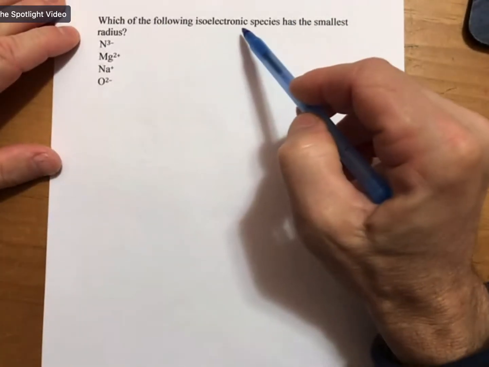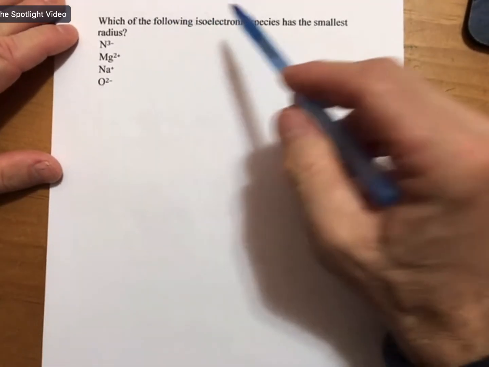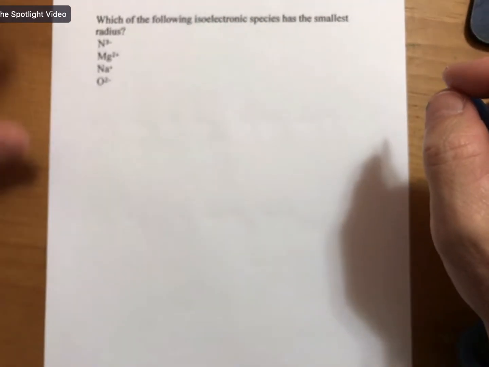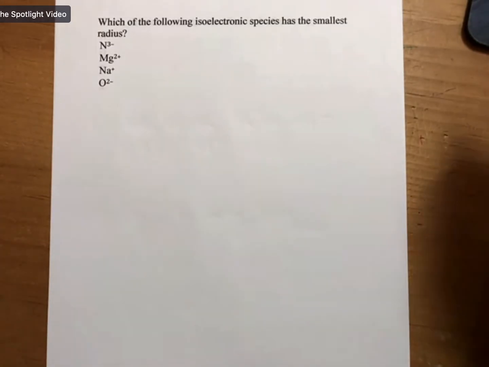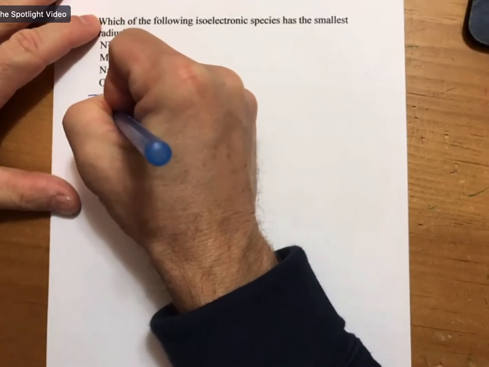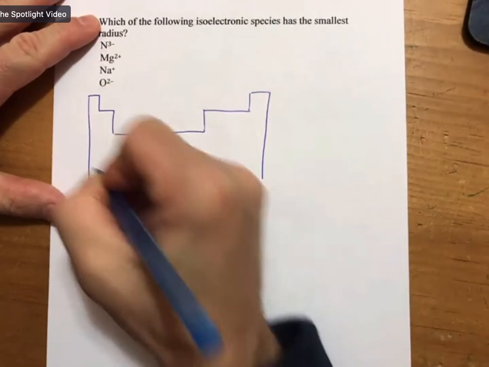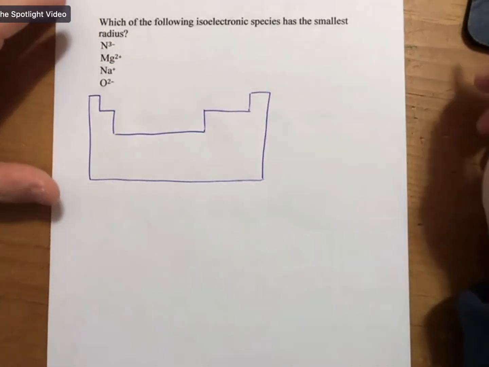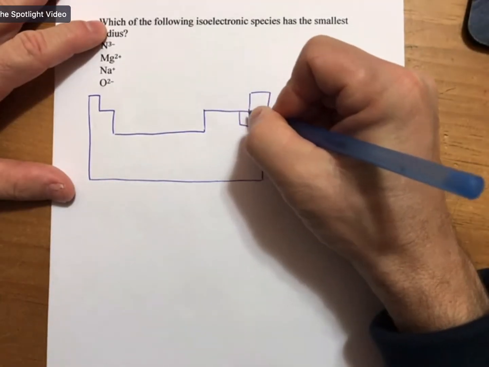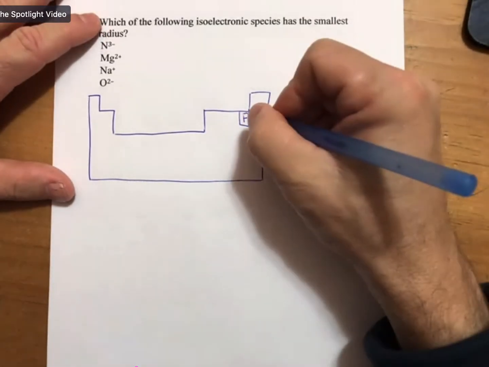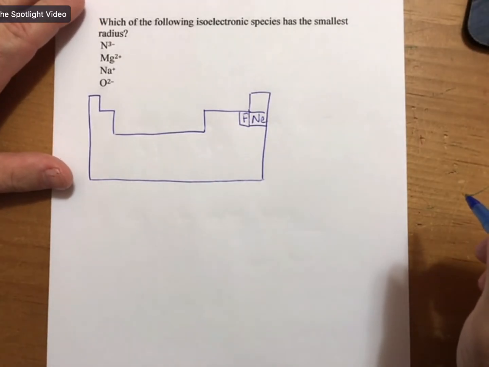It says, which of the following isoelectronic species has the smallest radius? Well, before I answer this question, let me just talk about radius in general. I'll draw the shape of the periodic table, sketch it anyway. So there's a rough picture of the periodic table. We can put in fluorine and neon just to get our bearings.